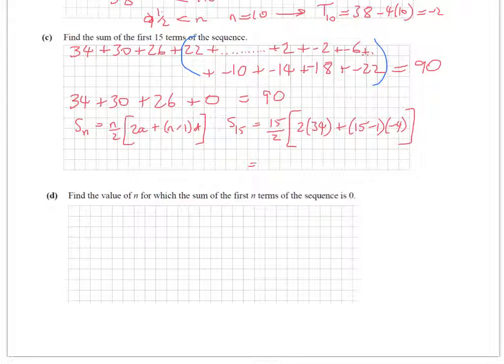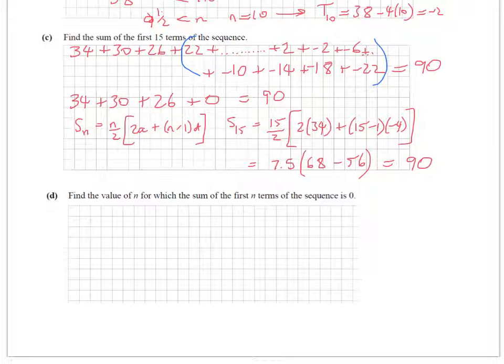And when you work that through, we get 7.5 multiplied by the sum of 68 minus 56. And 7.5 times 12 gives me 90.